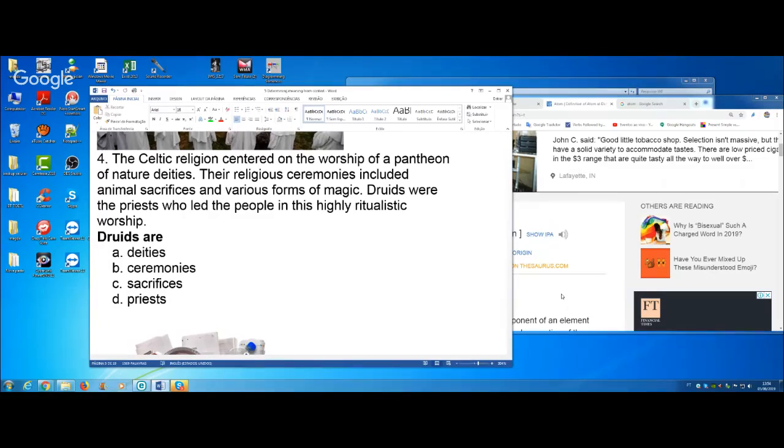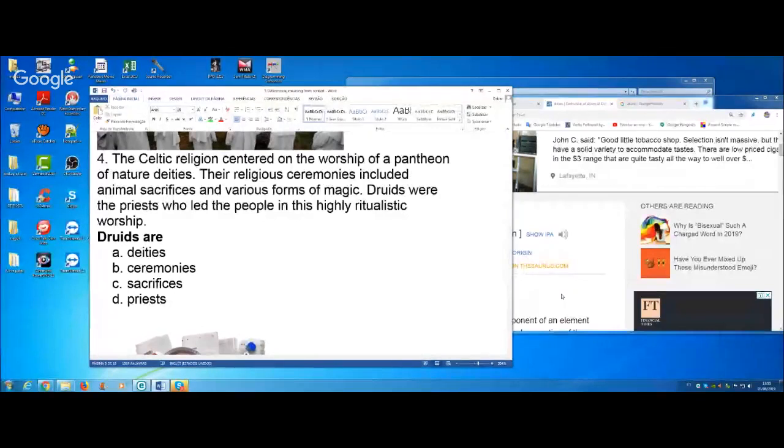The Celtic religion centered on the worship of a pantheon of nature deities. Their religious ceremonies included animal sacrifices and various forms of magic. Druids were priests who led the people in this highly ritualistic worship.